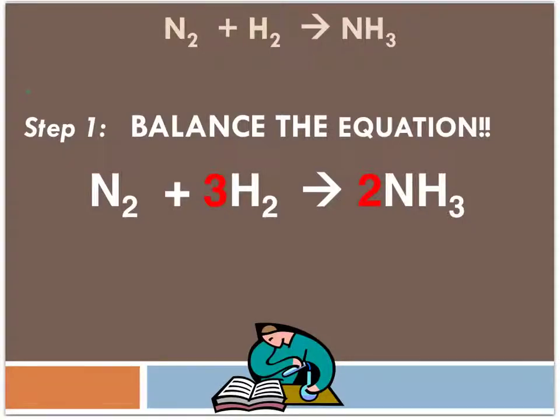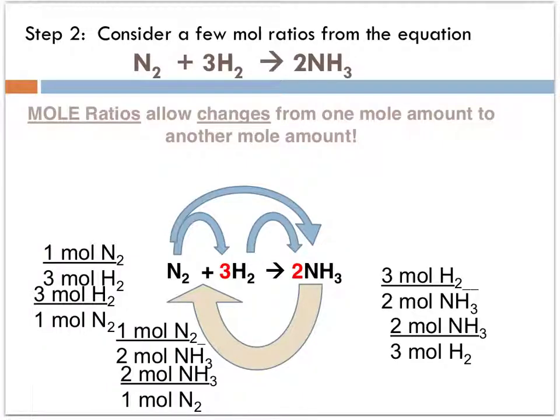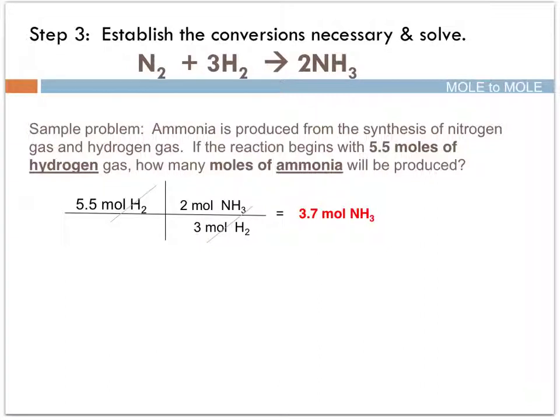So let's review the procedure. Step 1, balance the equation. Step 2, consider the mole ratios based on the coefficients from balancing the equation. Step 3, do the dimensional analysis, starting with the given information and working toward the question that's asked. A careful analysis of the units of the given and the required will be a clue as to how many steps are required.